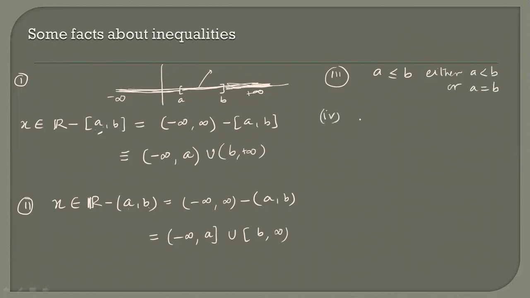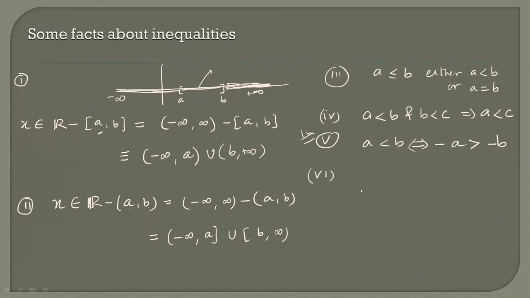Fourth inequality is, if a less than b and b less than c, then obviously a less than c. This is also called transitivity. I will discuss it in the probability module. It's an important property. If a less than b and you multiply by a negative sign on both sides, then the inequality will be changed. Minus a will be greater than minus b. You can verify it.